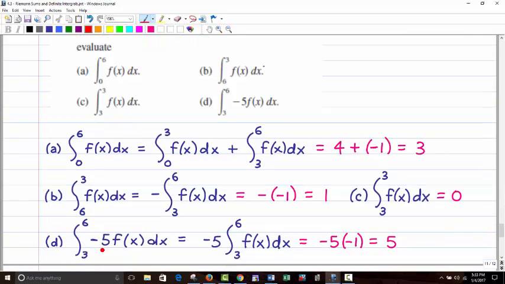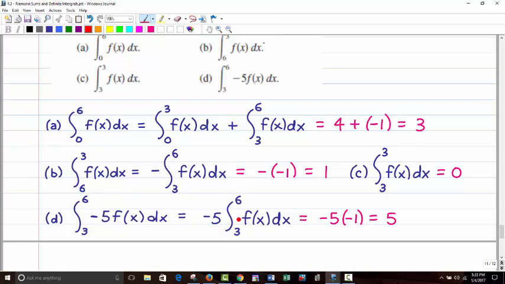Now the next one, we have a negative 5. And so I pulled the negative 5 out. So now we have negative 5 outside. Now it's 3 to 6. So we know the 3 to 6 by definition up here is negative 1, but you have to keep the negative 5 there. So it's negative 5 times the given negative 1, which makes positive 5.